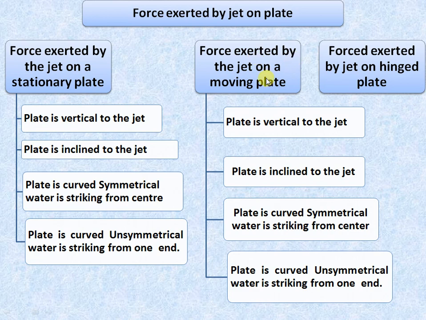For the force exerted by a jet on a moving plate, the cases are: the plate vertical to the jet, the plate inclined to the jet, the plate curved symmetrical with water striking from the center, and the plate curved unsymmetrical with water striking from one end. And the last condition is the force exerted by a jet on a hinged plate.